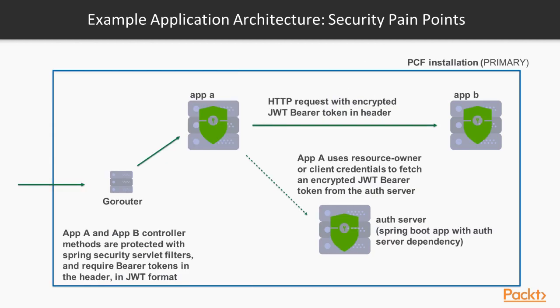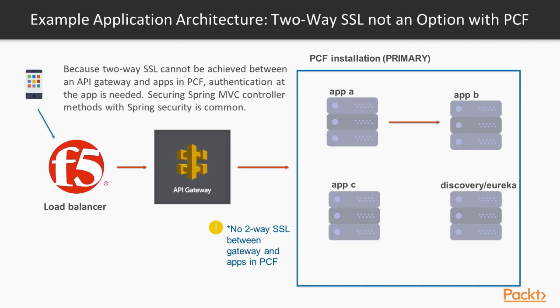Now, it's worth noting that if we want end-to-end security, as of right now one of the most common solutions is to have Spring Security in your Spring Boot applications, secured with OAuth 2 and JWTs. So that's probably the default solution. The reason for that is that there's no two-way SSL between the gateway and the app, so you're going to have to authenticate requests in the app. Usually, you're going to have either a bearer token or some other type of authentication token that you're passing in the header. So again, two-way SSL is not an option with PCF.